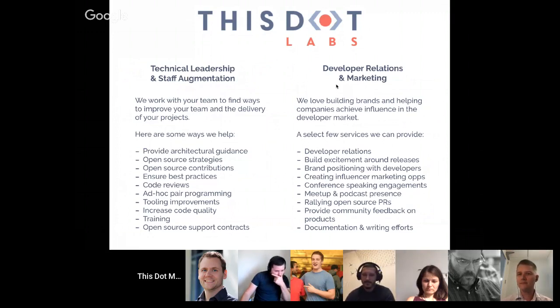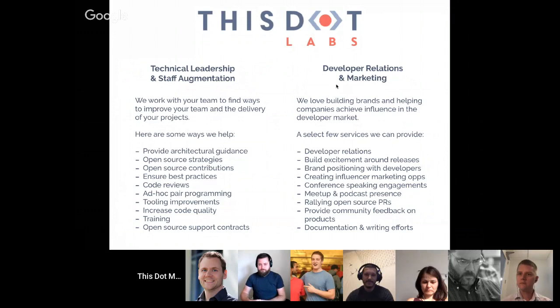There's sort of two sides of This Dot Labs. On the technical leadership and staff augmentation side, we do a ton of things related to open source rallying, open source contributions for people, providing architectural guidance, pair programming as a service. We do open source support contracts, et cetera. So anything you needed, whether it's hiring somebody full-time and having a bunch of senior developers, or just a little bit of help on the architectural side, we can provide that.